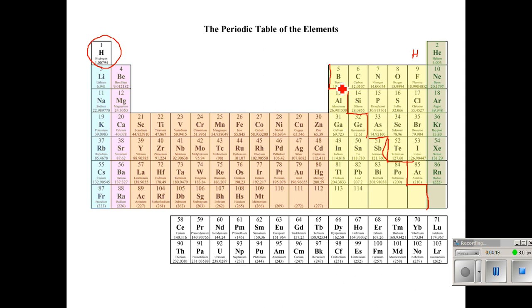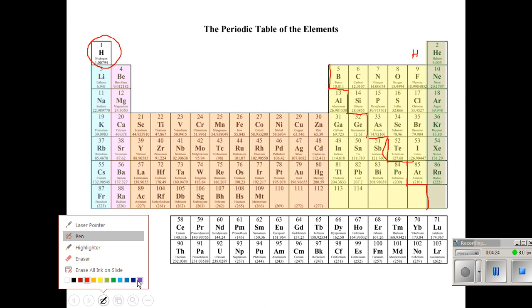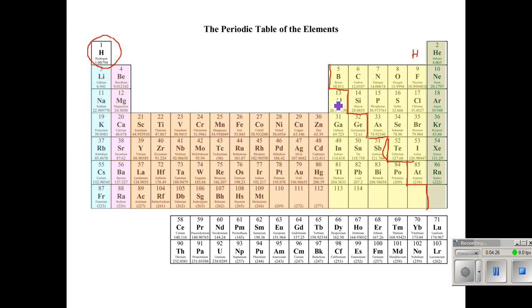So anything that's touching the stair-step line here is something that we call a metalloid, except for aluminum and boron. So silicon, germanium, arsenic, antimony, tellurium, polonium. These are what we call metalloids. Now, a metalloid has some properties of metals and some properties of nonmetals. So it's not like saying it's a metal and a nonmetal at the same time.